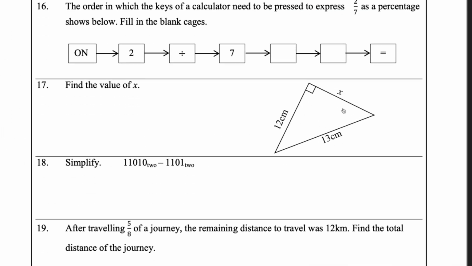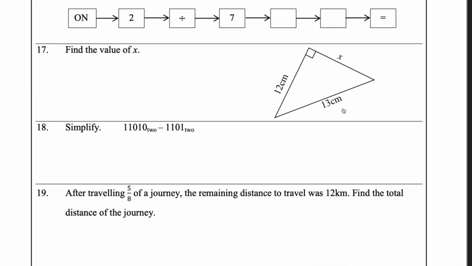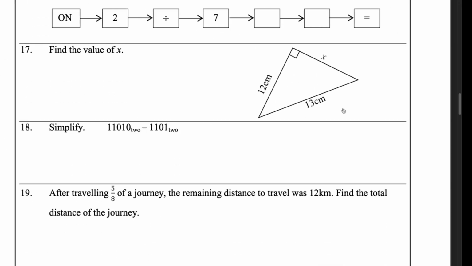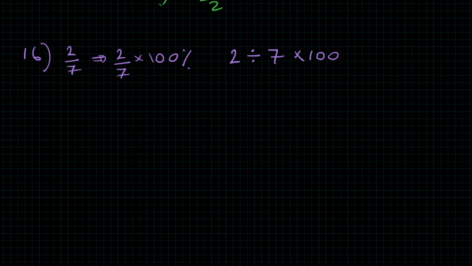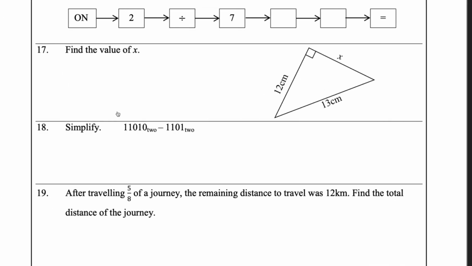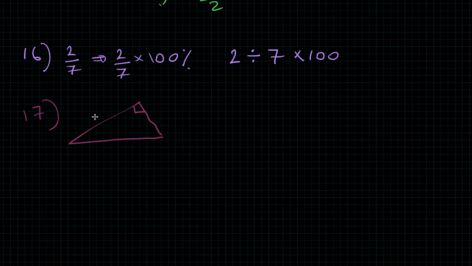You do it. Find the value of x. Okay, let's find the value of x from question 17. Now we have a right angled triangle. This one is the right angle. Let's see what the values are. 12 and 13. Here it's 12 centimeters. Here it's 13 centimeters. We need to find x.